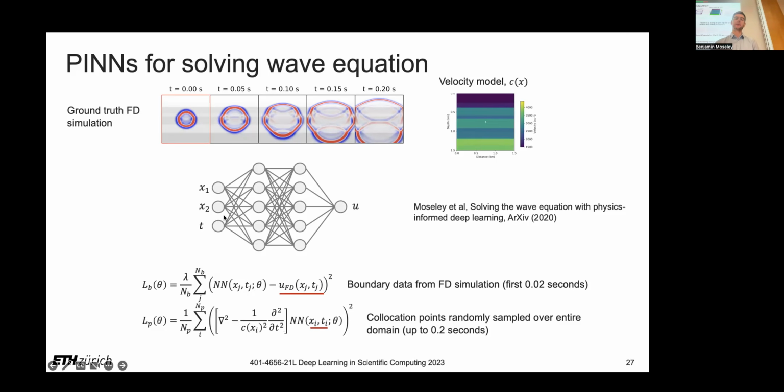And then the boundary data. Well, in this case, what we did is we actually ran a finite difference simulation for 2 or 3 time steps, just to get examples of the wave field at the start. There are different ways you can do this, but this is how we chose for this paper. So only the first 0.2 seconds, basically this red box. So the network didn't see any of the data beyond it.